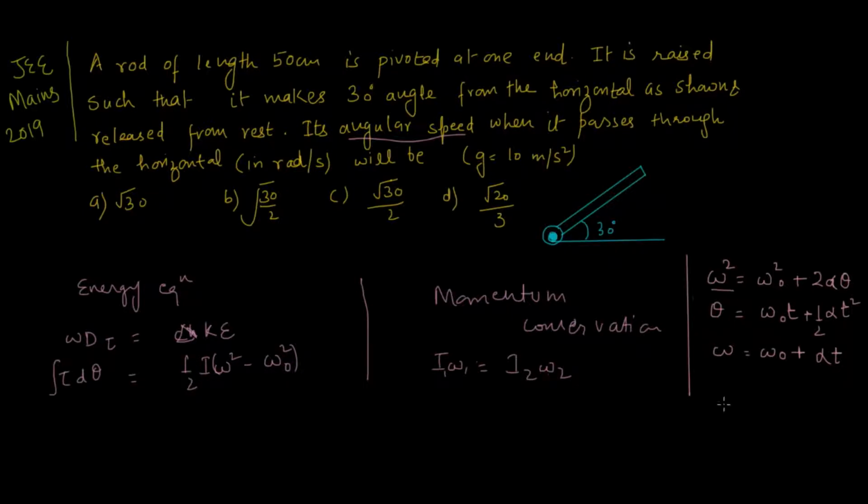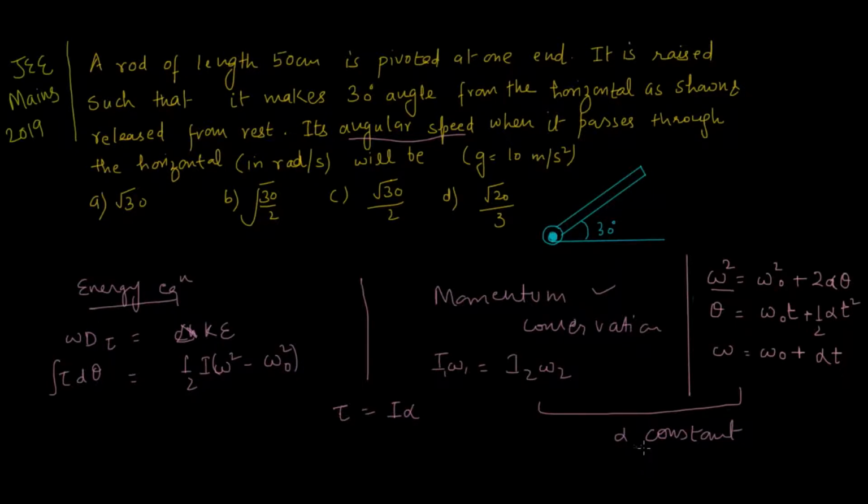In all these we have omega with us, and lastly we have Newton's second law of motion for rotation, which is tau equals I alpha. Apart from them, I don't think we have anything else that we can solve the question with. Before proceeding further, we should understand that the momentum conservation equation and the equations of motion are applicable only if alpha is constant. If it is not constant, then we are only left with the energy equation.